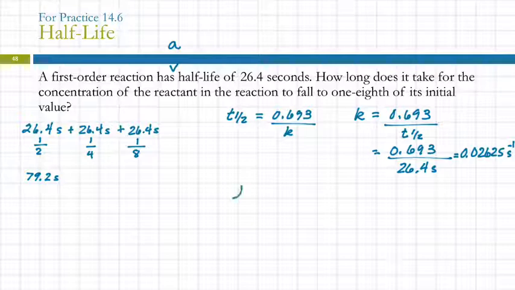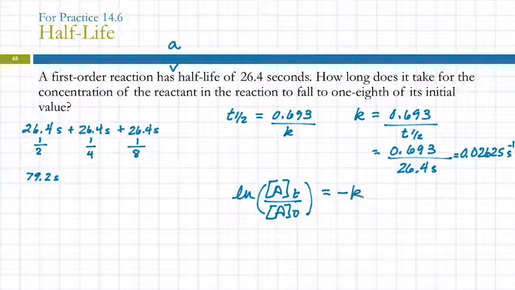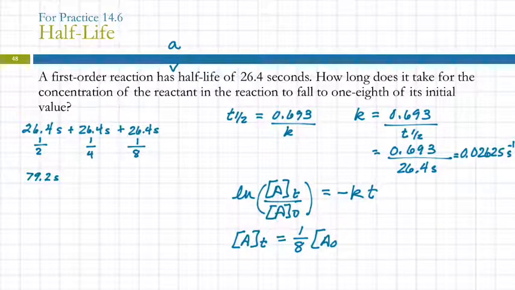So we had the natural log of A_t over A0 equal to negative kt. The final concentration is 1/8 of the initial concentration. So A_t equals 1/8 of A0. They didn't tell us what it was, but we can use a variable in there.